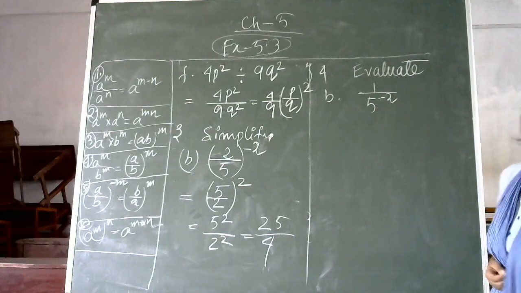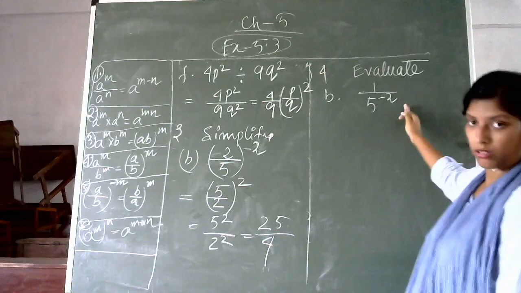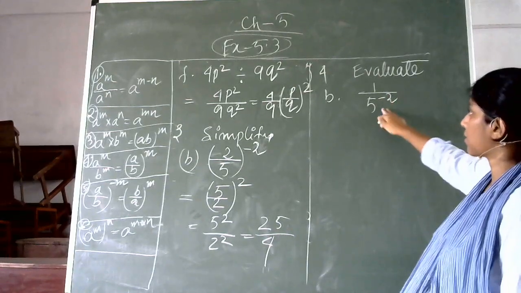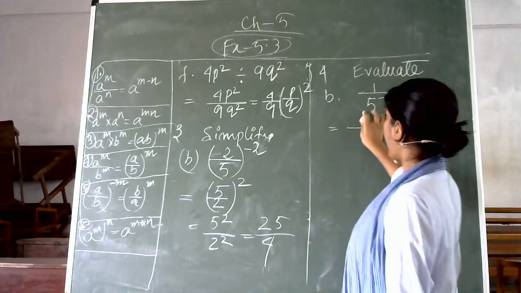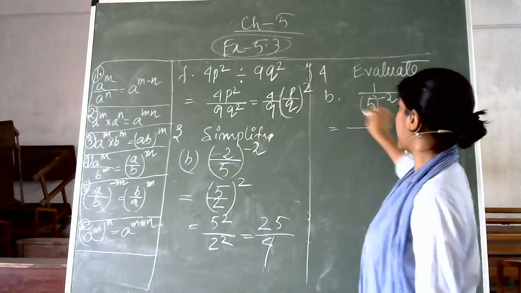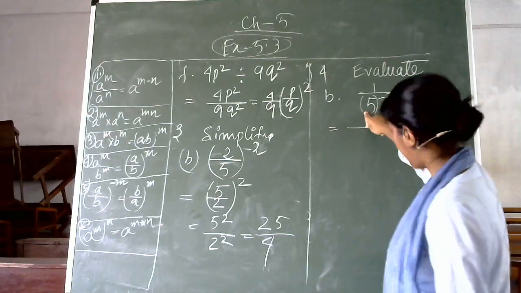Okay, now you see 5 to the power minus 2. Here, the power minus 2 is not on the whole, it is on 5. So how will you deal with it? 5 to the power minus 2, right? So the number is 5. How do we remove this minus from this 5?